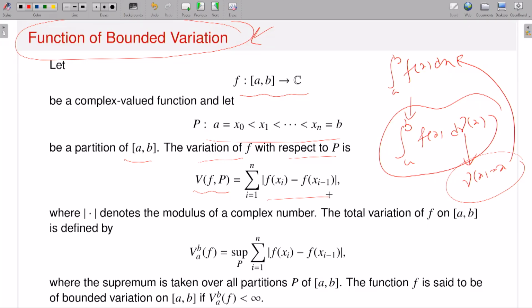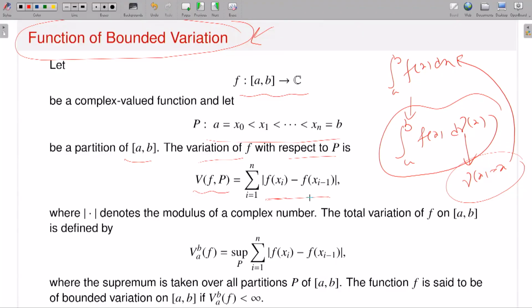That means you have a partition, with finitely many points x_0, x_1, up to x_{n−1}, x_n. Then what you do is take the difference f(x_i) − f(x_{i−1}), take the modulus and sum it up, i from 1 up to n. So this is what is called the variation of f with respect to my partition P. Now this time my f is taking complex values, so this is the modulus of the complex number.